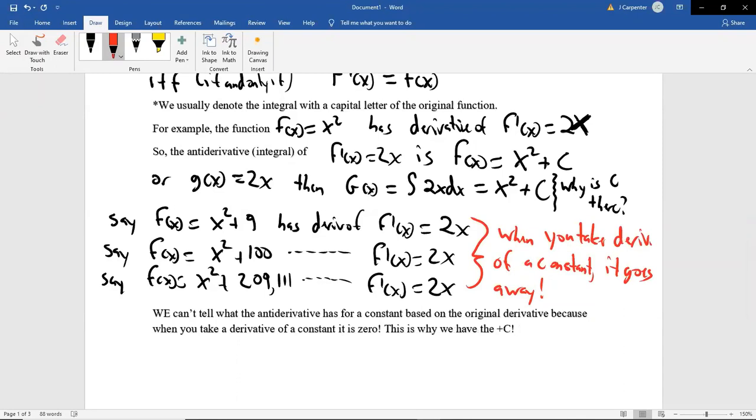That plus c just denotes that, hey, at least for now, given the information we've talked about thus far, when you go to do the antiderivative, you can't say definitively whether that function had a 9 at the end, or 100 at the end, or a 209,000 at the end, or nothing at the end. So you just put a generic plus c in there to say, hey, we don't know what the number is, but maybe we could find it later. Maybe there's a way that we can find that later. And by maybe, I mean there's definitely a way we can find it later.